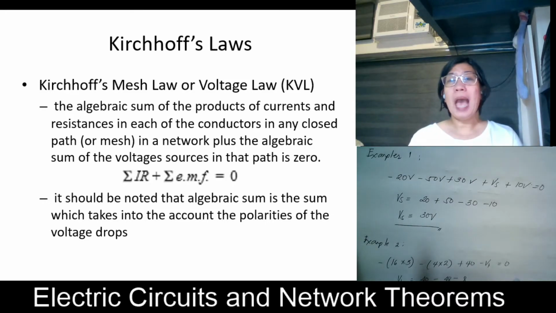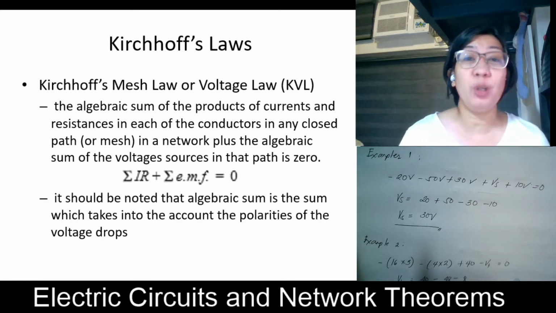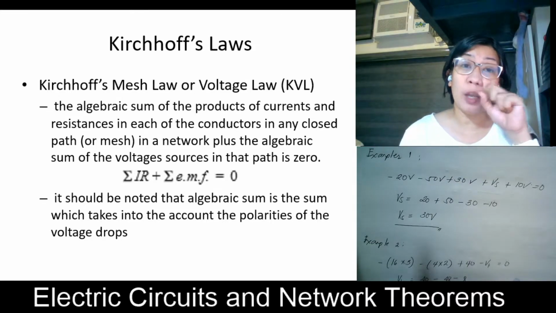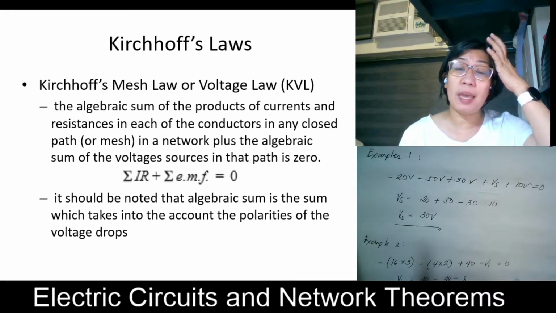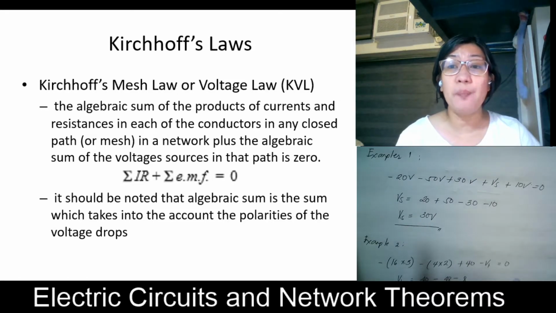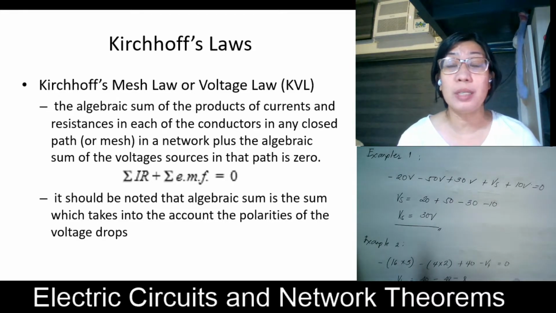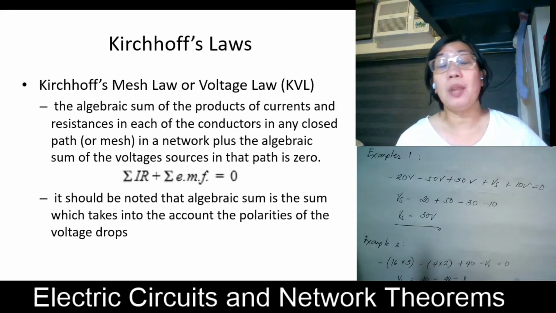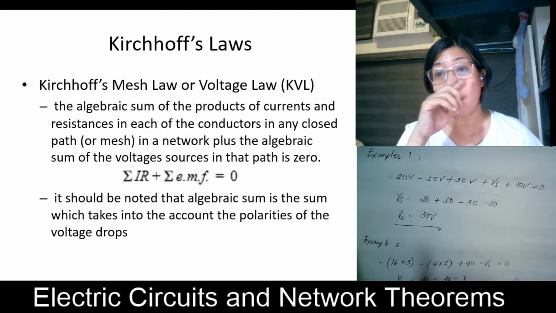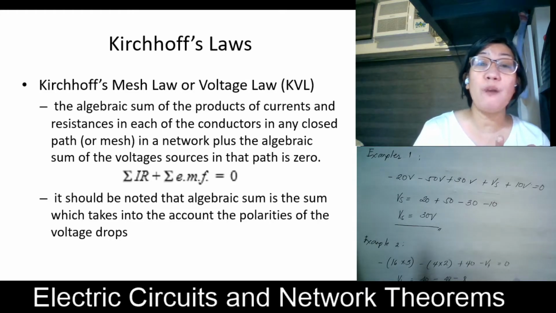Okay, so we have the second law. We call this the Kirchhoff's mesh law, or the Kirchhoff's voltage law, or simply KVL. Okay, so what do we mean by KVL? We have here the algebraic sum of the products of currents and resistances in each of the conductors in any closed path or mesh in a network, plus the algebraic sum of the voltage sources in that path is equal to 0. Okay, so we have here the summation of IR.